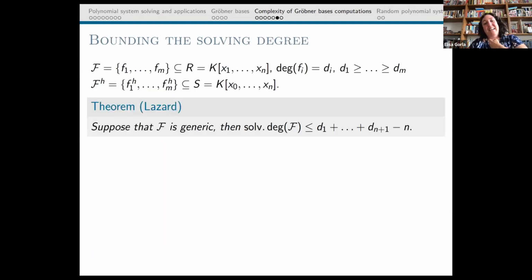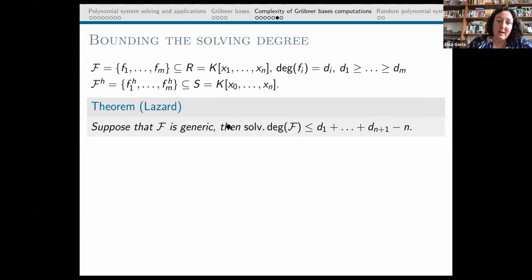And now, how do we bound the solving degree? In this work of Lazard, which inspired these algorithms, he proves also, although stated in a very different way, that if the system is generic, then the solving degree is at most the sum of the degrees of the largest n+1 polynomials in it, minus n.